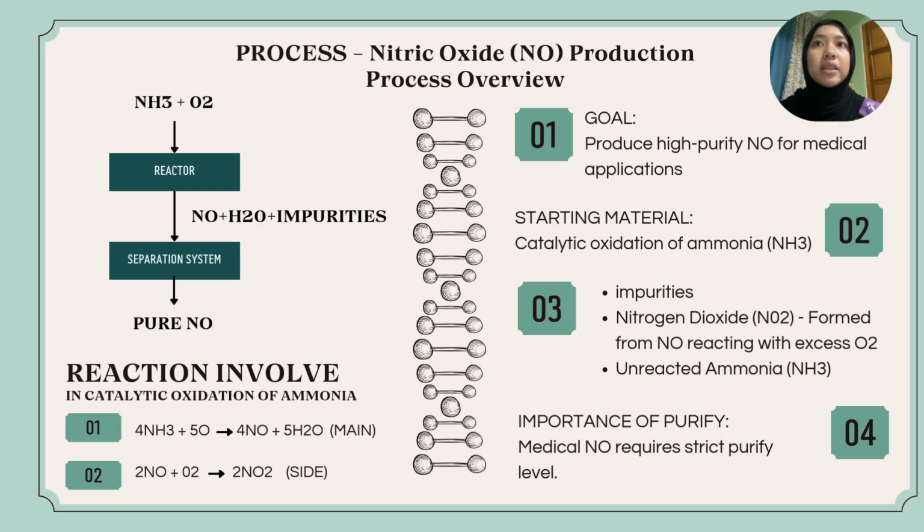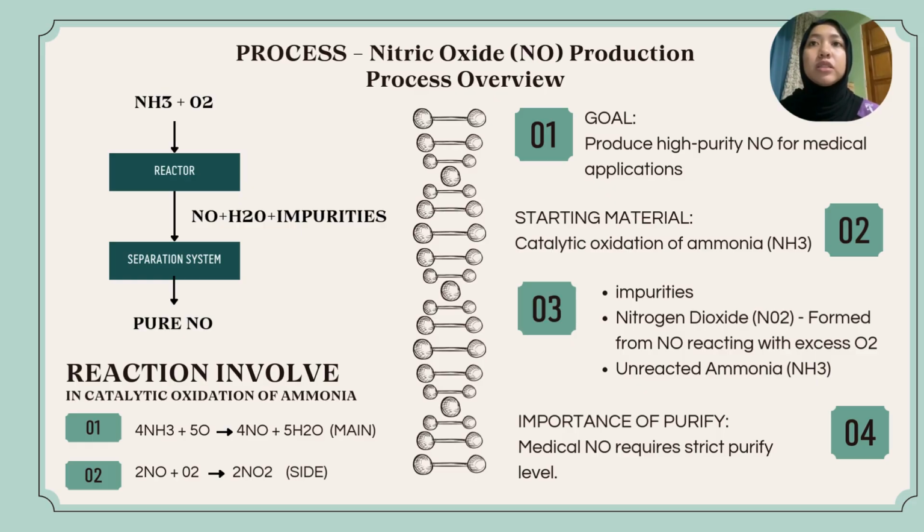Today I will be presenting an overview of the nitric oxide production process, particularly focusing on producing high purity nitric oxide for medical application. Our main goal is to produce high purity nitric oxide, which is widely used in medical applications such as treating respiratory issues and pulmonary hypertension. Since it's used in the human body, the purity of NO is absolutely critical.